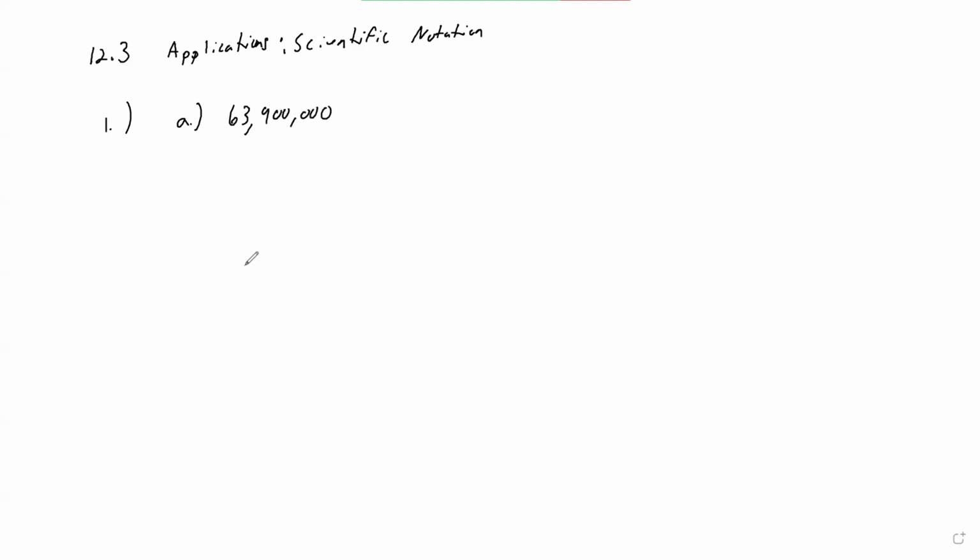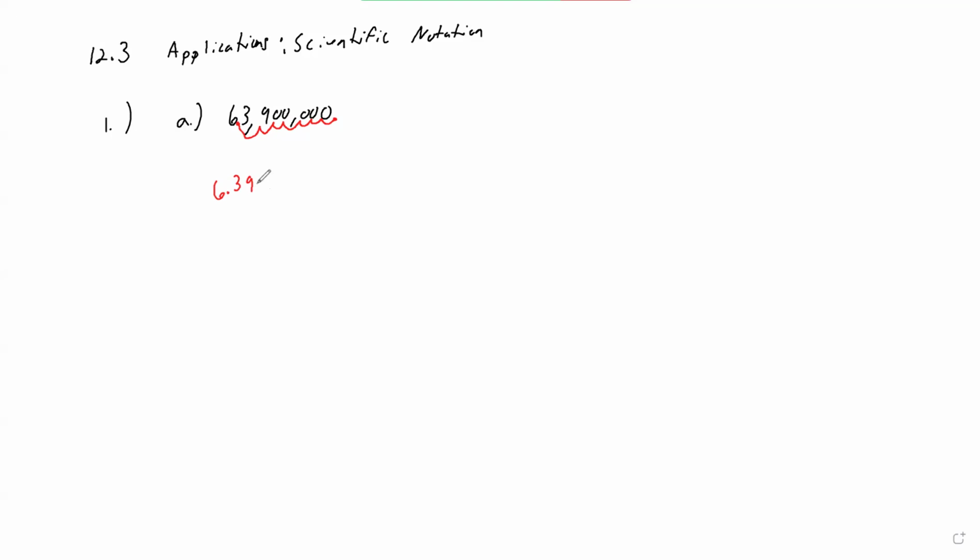63,900,000. To put something in scientific notation, you need to move the decimal place, which is actually located right here. And you're going to move it until it makes a number that's between 1 and 10. So I'm going to go 1, 2, 3, 4, 5, 6, 7. It took me 7 digits to move before I got a number between 1 and 10, because this is technically now 6.39. That number is now between 1 and 10. Don't worry about writing all the other zeros.